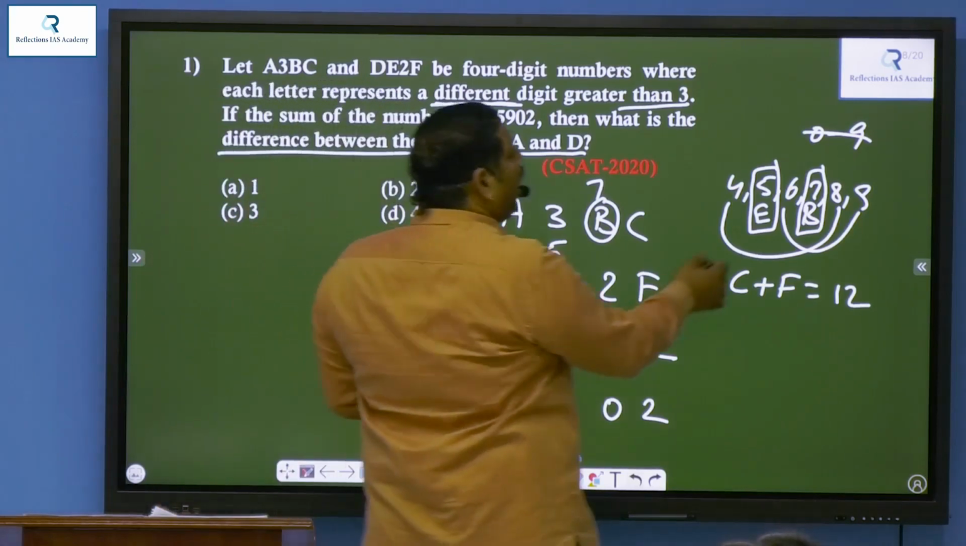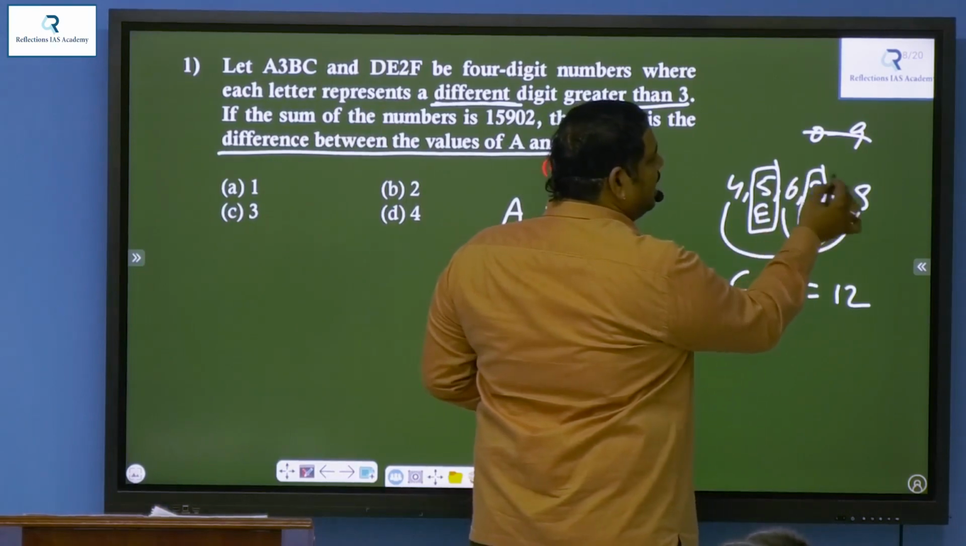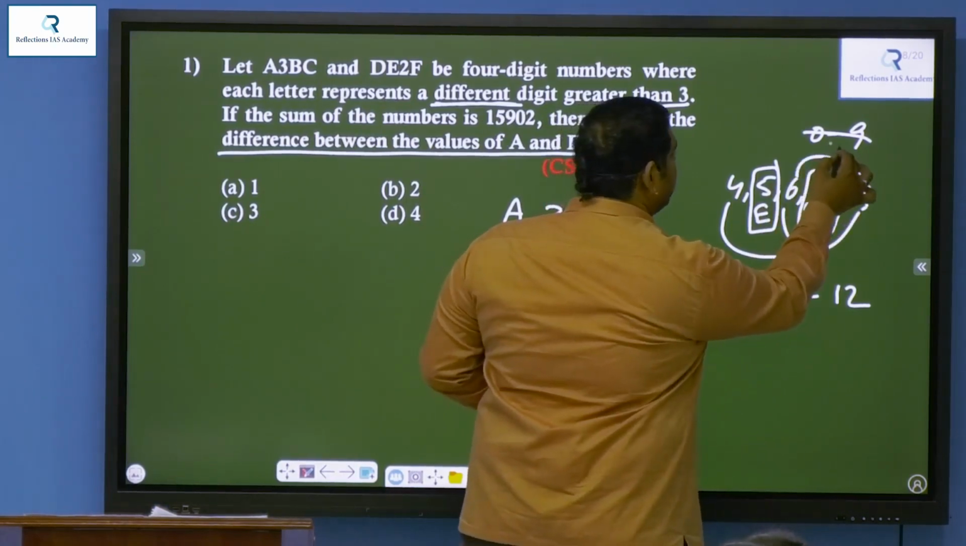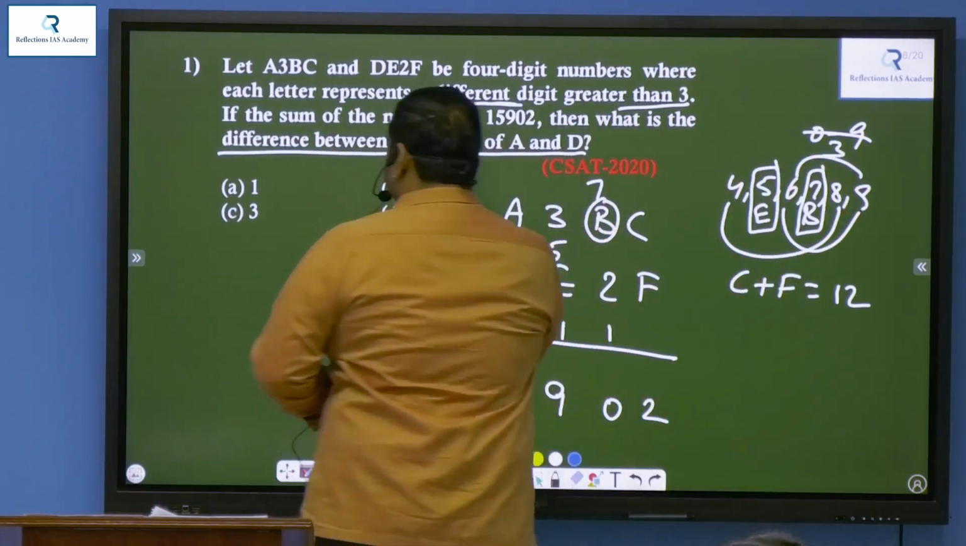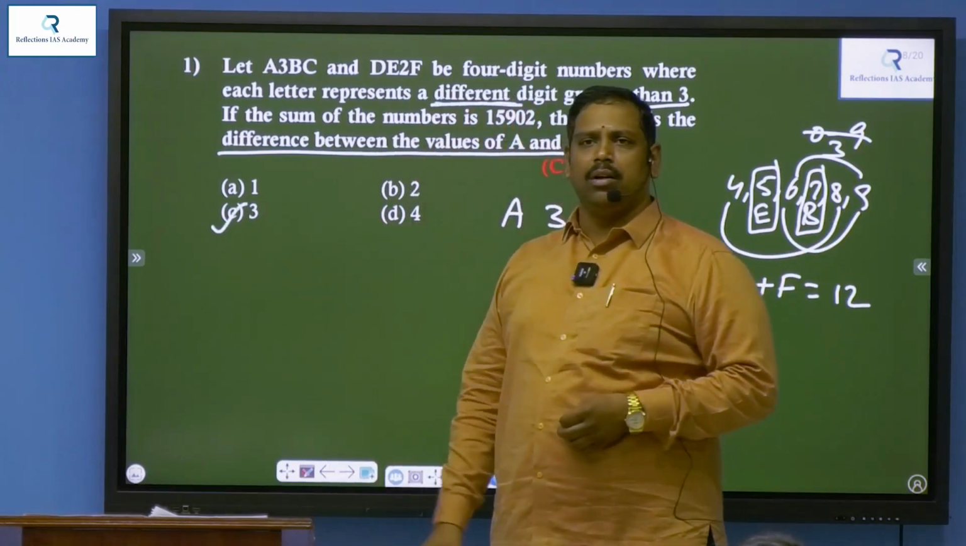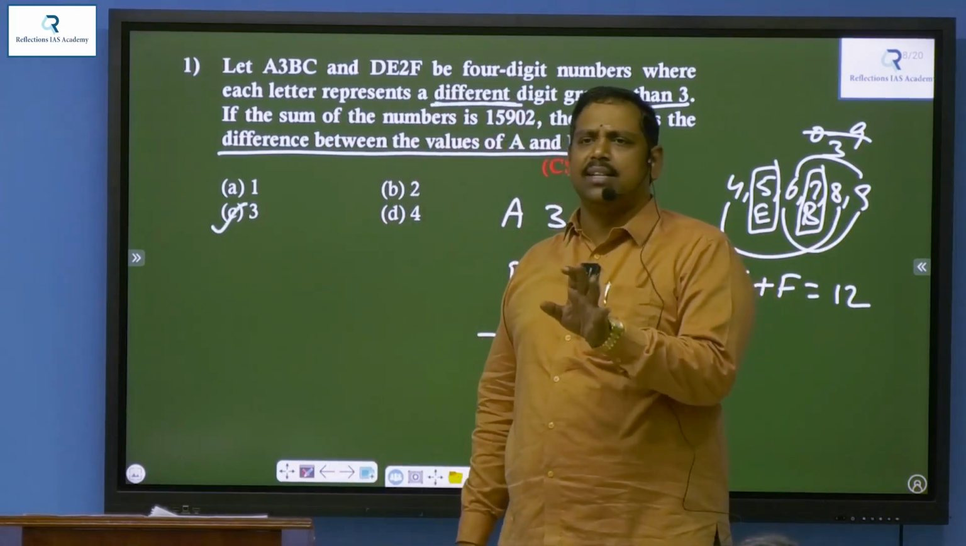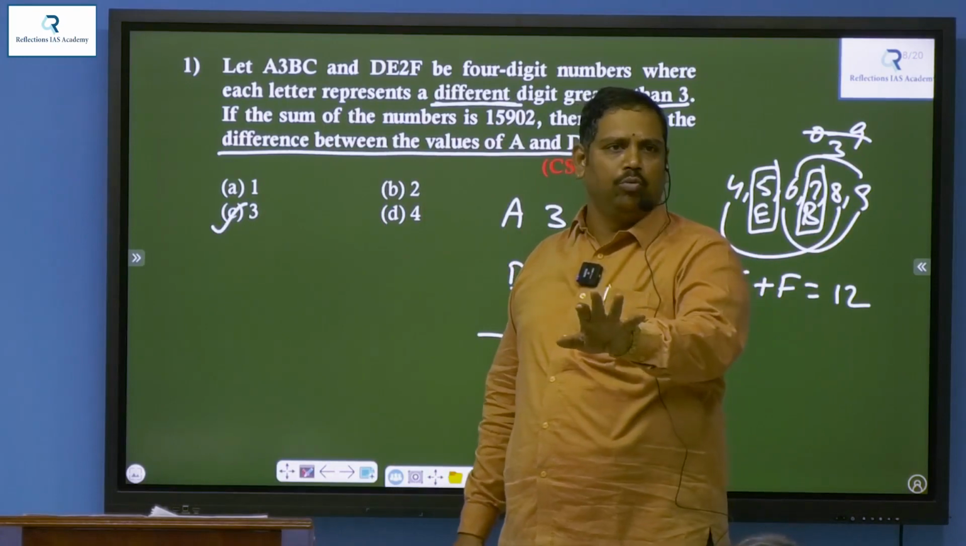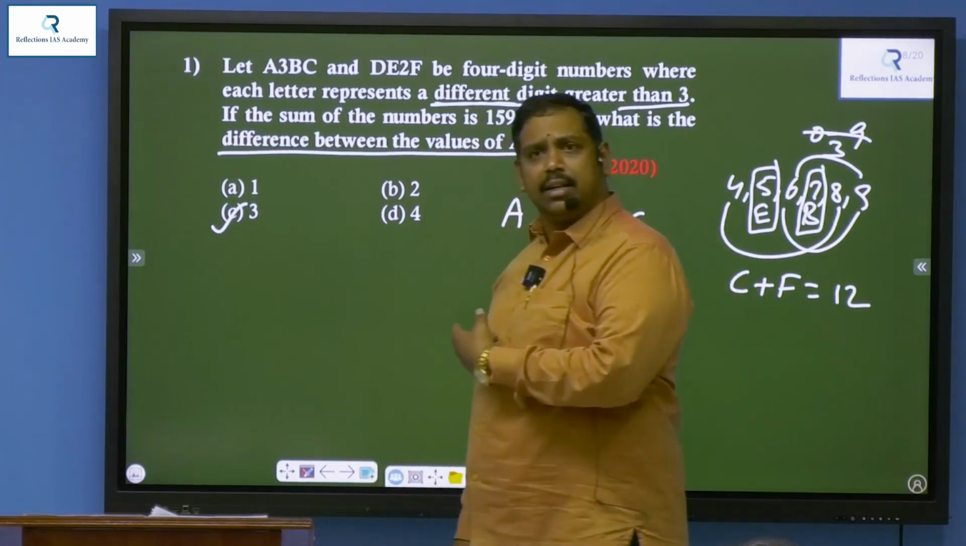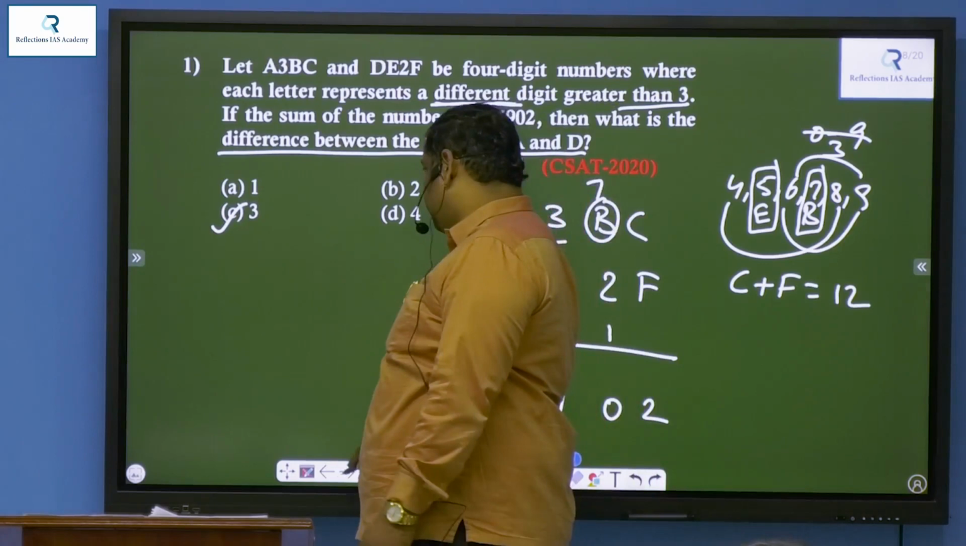Okay, these two values I am assigning to A and D. He's asking about the difference. What's the difference? 3. So what's the answer here? C is the answer. It's not a tough question. I don't say that it's an easy question. It's okay, we can do. Right, good. Is it clear? Let's see the next beautiful one.